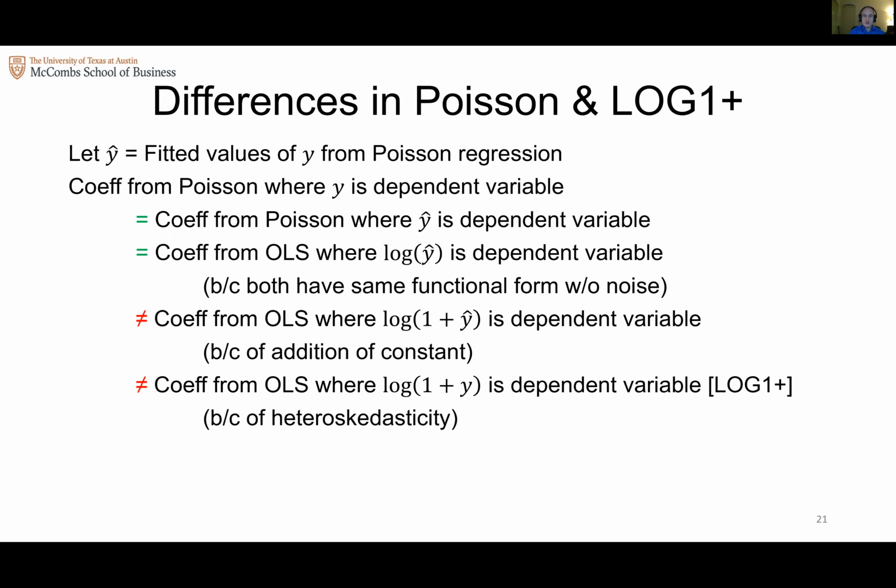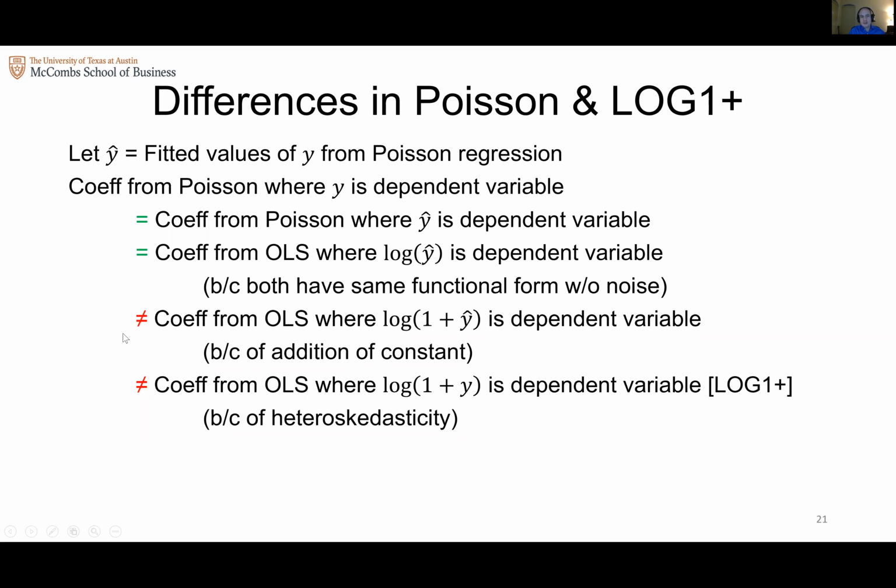Okay, and so you can see that by breaking this into these pieces, we can think about constructing a test where we try to see how much of a change we get as we go from here to here, right? From something that's going to capture the estimates from the Poisson regression to what we would get if we were to use the log of 1 plus the fitted values from the Poisson regressions.